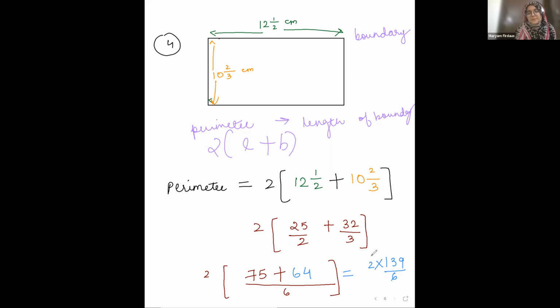Okay. Hiba, can you cancel something over here? Can we make some cancellations? Yes, we can cancel 6. 2 and 6, right? So 2 3s are 6. 2 3s are 6. So what do we have with us? The perimeter is how much? 139 by 3 centimeters. Do we have to cancel it? Yes, we have to.